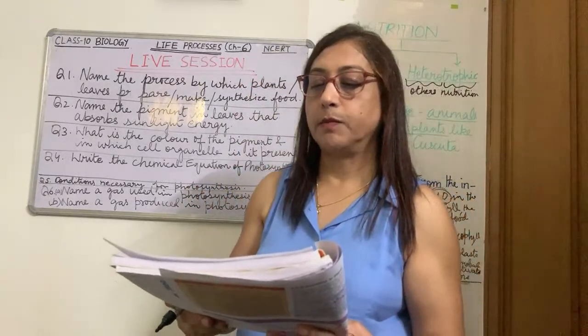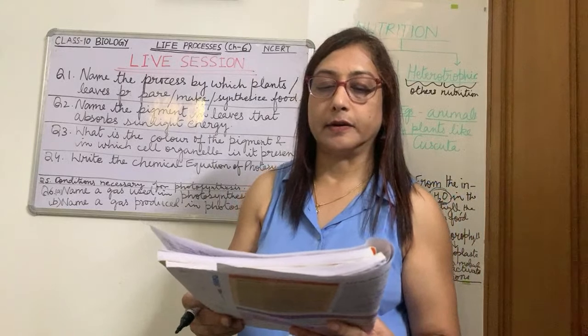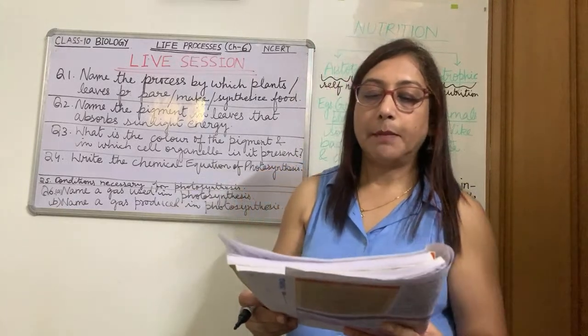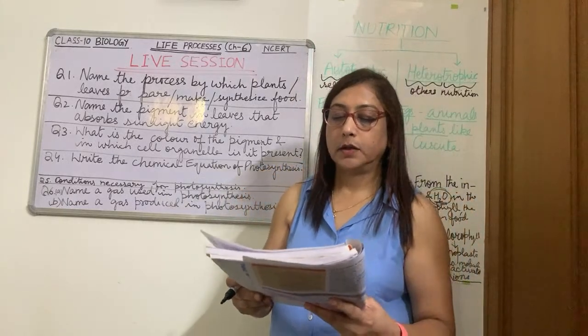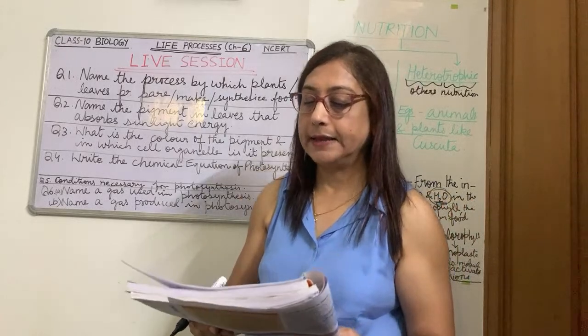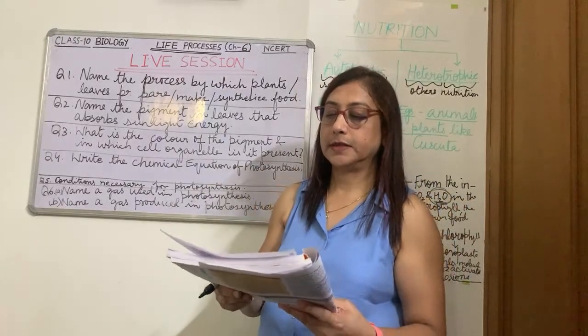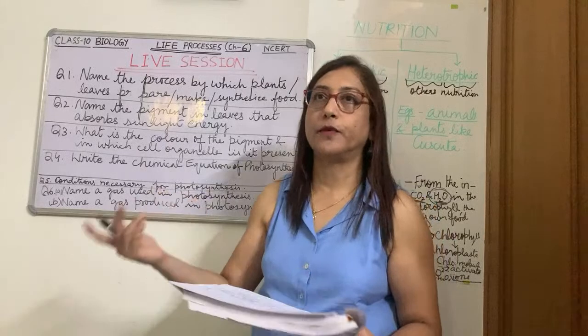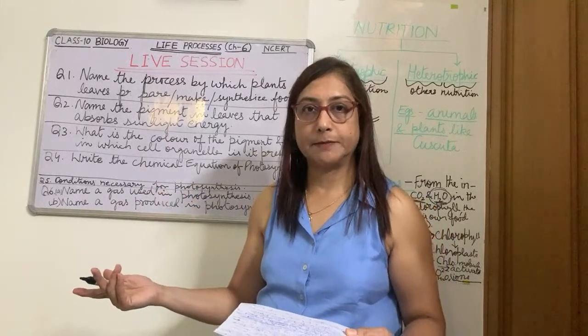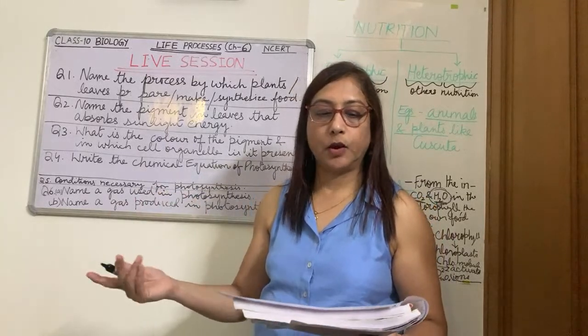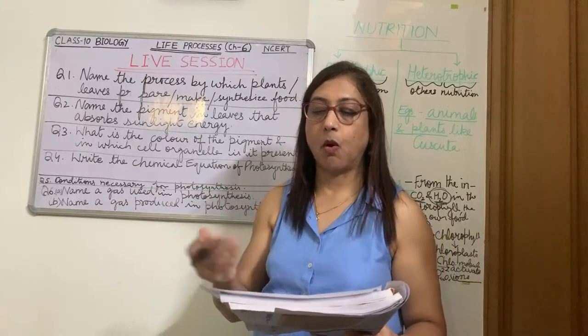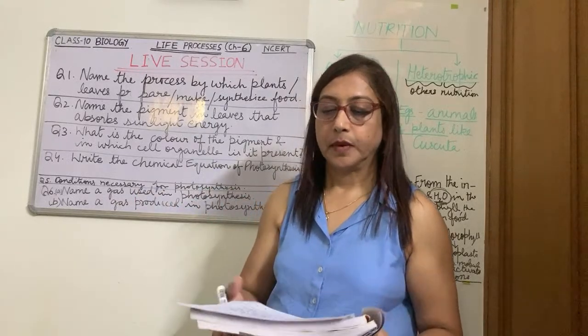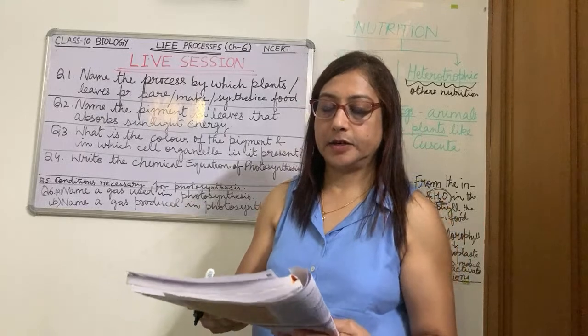Third question. The autotrophic mode of nutrition requires: carbon dioxide and water, chlorophyll, sunlight, or all the above. This is quite simple. Autotrophic mode of nutrition means photosynthesis by the green plants. So they require all these things. So all the above, the option D is correct.